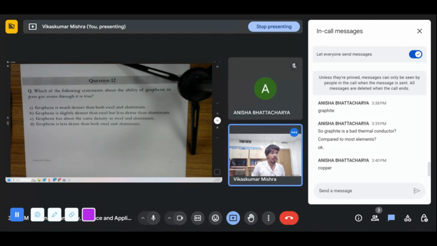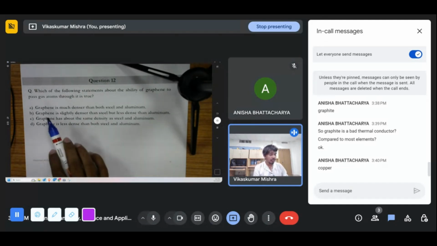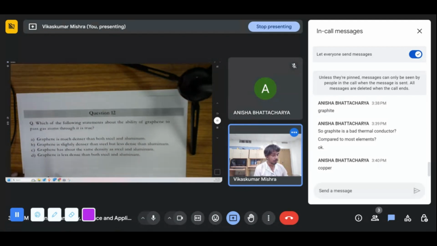The easiest one. Which of the following statements about the ability of graphene to pass gas through it is true? Oh, I made it wrong.